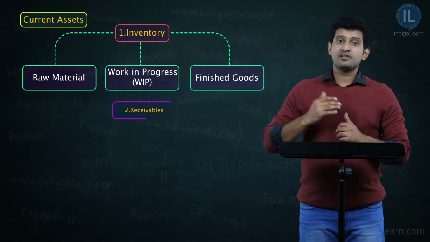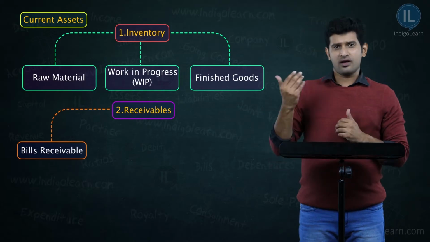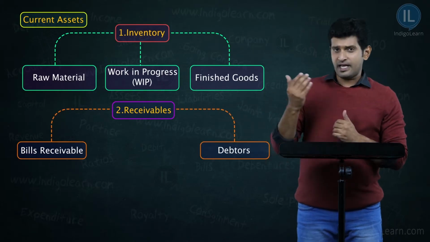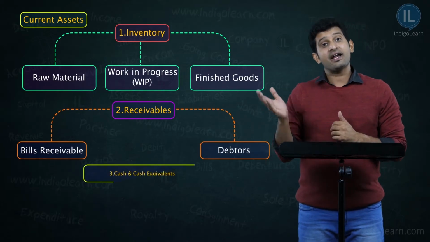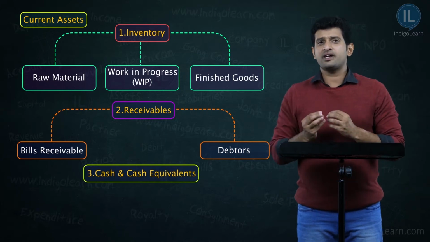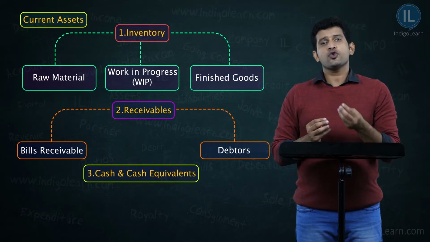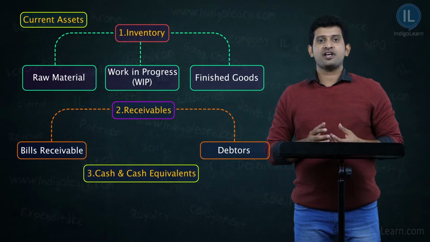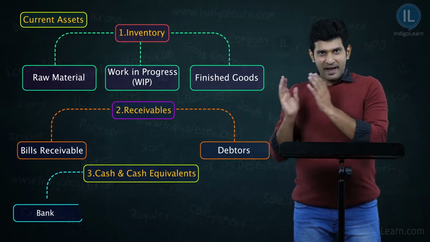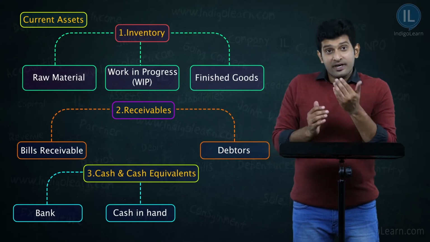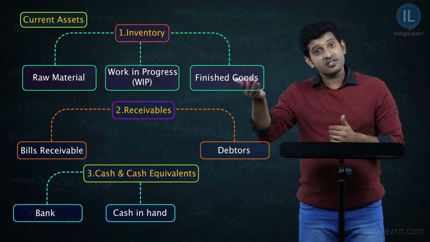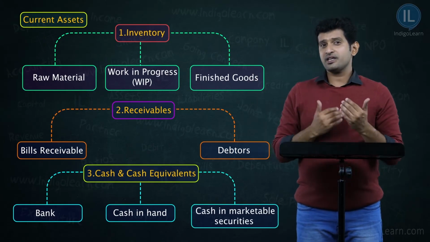Then receivables, that is bills receivables or debtors, trade receivables. Then we can also have cash and cash equivalents. What are cash equivalents? Cash equivalents are those items which are equivalent to cash but not cash. You have cash in bank, you might have cash also in marketable securities. So why are we calling it cash equivalents?